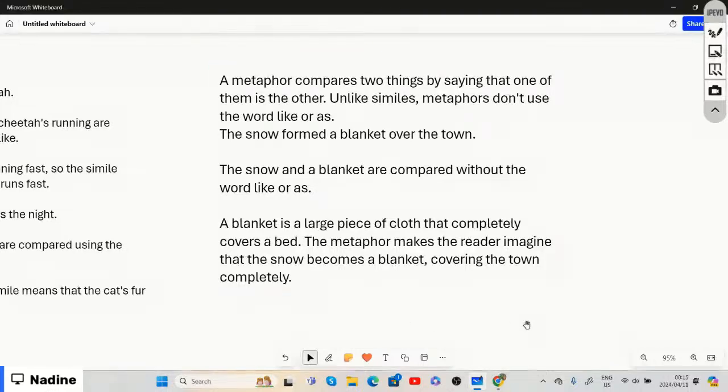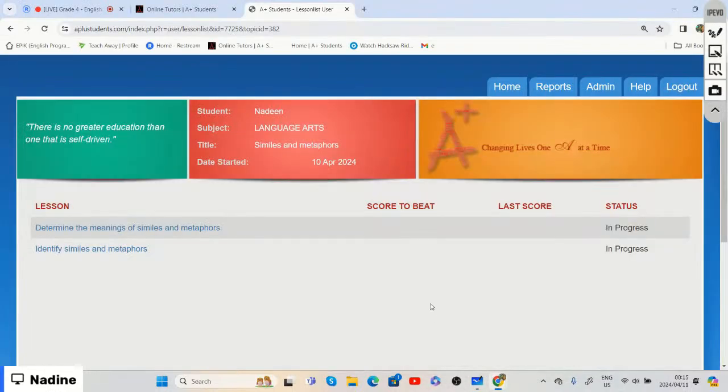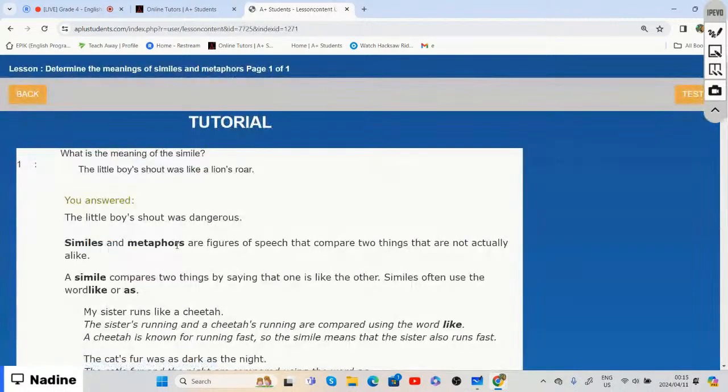All right, so we are doing our tutorial lesson on aplusstudents.ca. So now let's go to aplusstudents.ca and we are going to our title, which is Similes and Metaphors. And the first lesson says determine the meaning of similes and metaphors. So we're going to determine the meaning of similes and we're going to determine the meaning of metaphors.